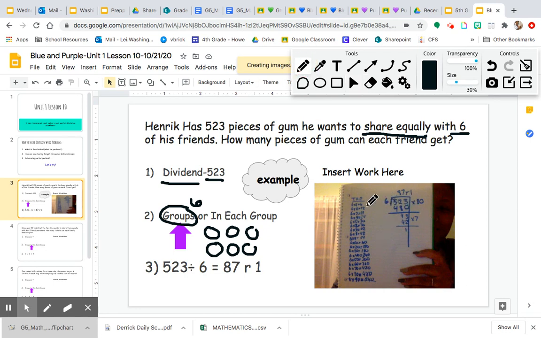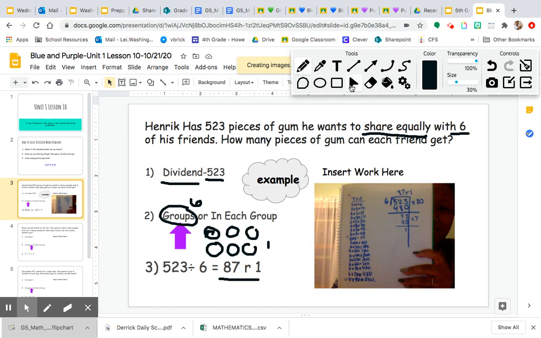523 divided by 6. First, I did my tower of power. I did 6 groups of 80, and I took away 480 to get 43 pieces of gum left. Then I did 6 groups of 7 to give me 42. I had 1 piece of gum left. In total, every group would get 87 pieces of gum, and there'd be 1 little piece of gum left over. So I put the answer, the quotient, is 87, remainder 1.